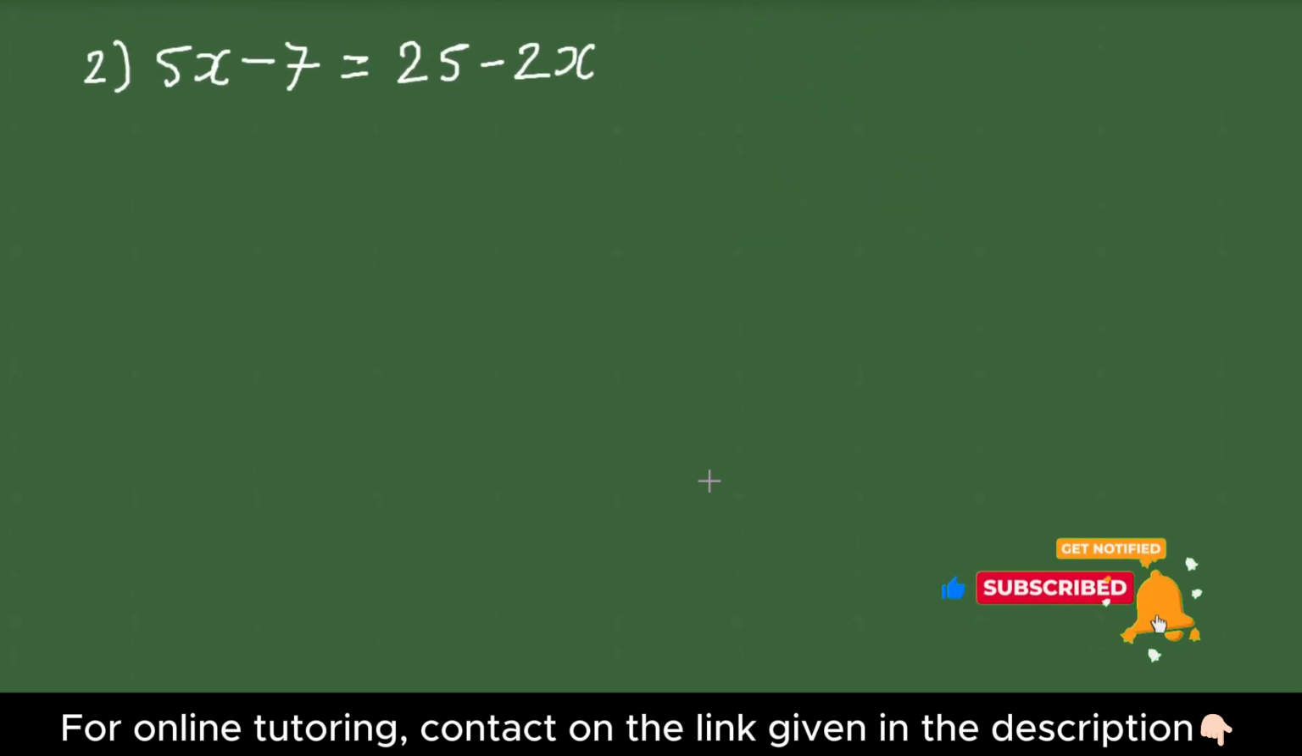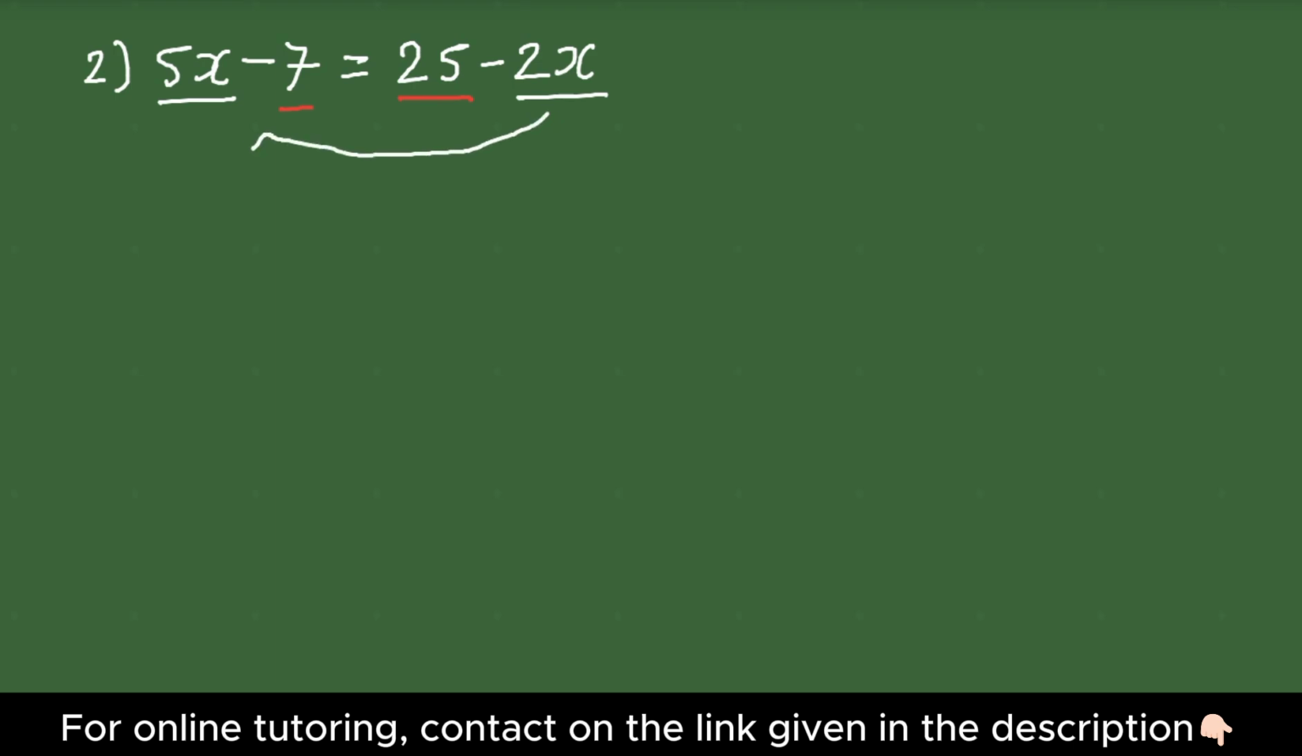Now let us see one more question. We have 5x minus 7 is equal to 25 minus 2x. So what we will do is we will write all the terms with the variable x on one side of the equation and all the constant terms on the other side of the equation. So we have this minus 2x on the right side. If we shift it to the left side, it will become plus 2x.